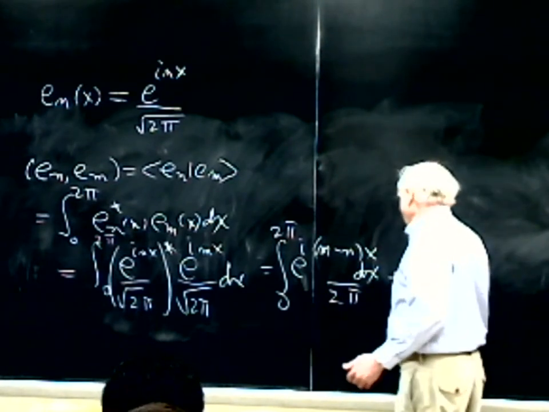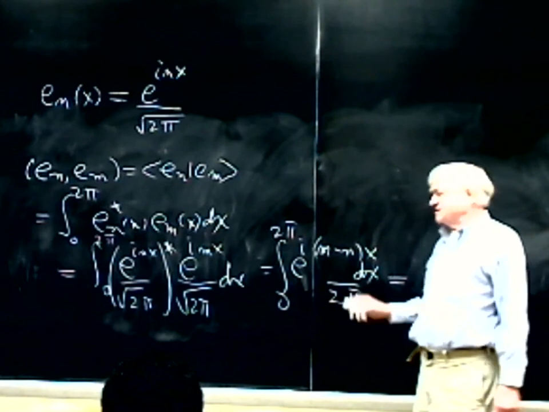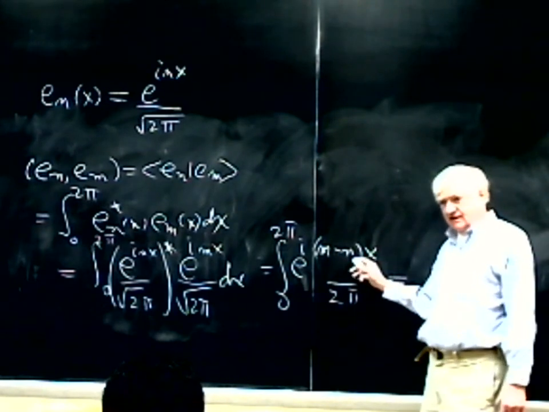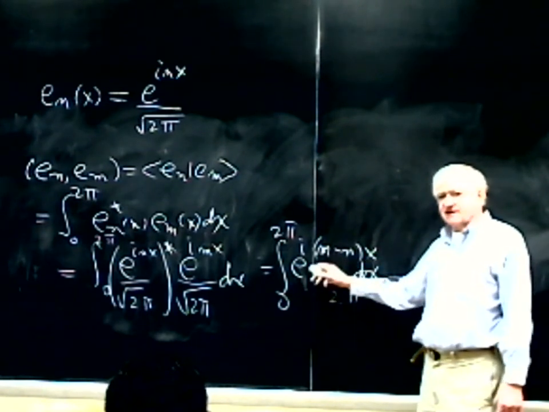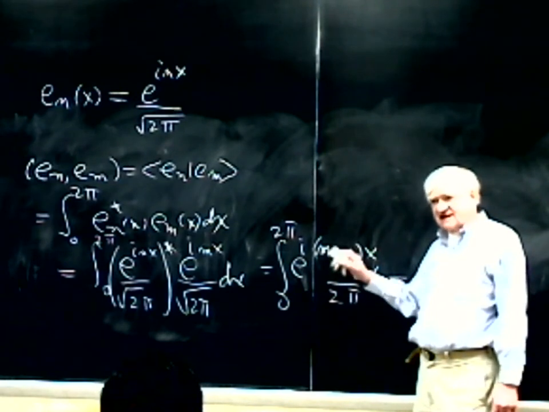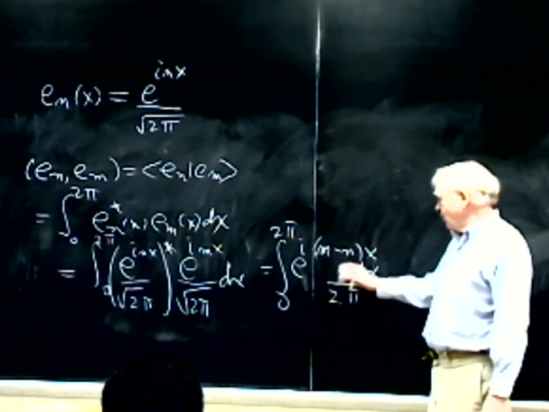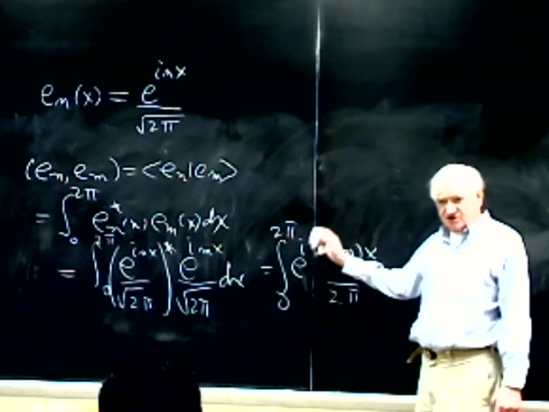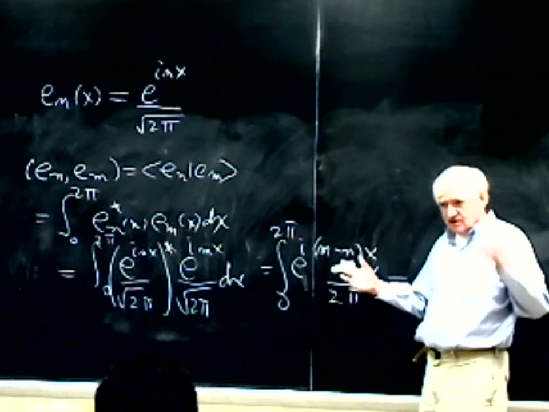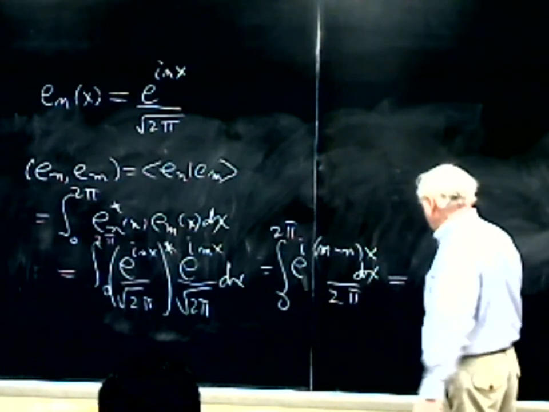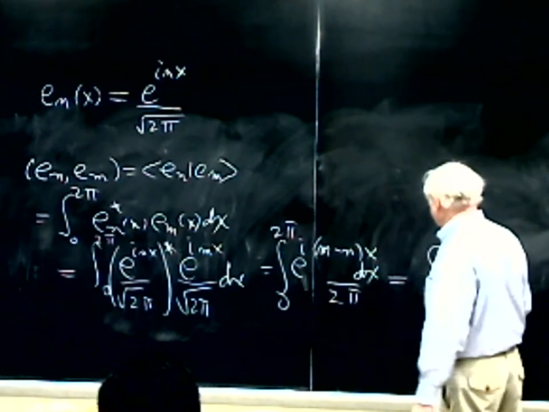All right. Now, to do this integral, suppose m is equal to n. Then this is e to the 0. Anything to the 0 is 1, right? So this is 1 over 2 pi integrated from 0 to 2 pi. That gives us 1. Okay. So this is the Kronecker delta.